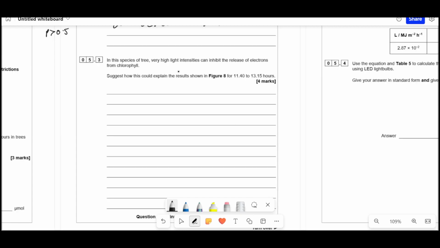In this species of tree, very high light intensities can inhibit the release of electrons from chlorophyll. Suggest how this could explain the results in figure 8 from 11:40 to, what is it, 13:15 hours. So obviously I can't see the data, but we can still figure out what's going on. So they've said that very high light intensity results in what? Less electron release from chlorophyll.